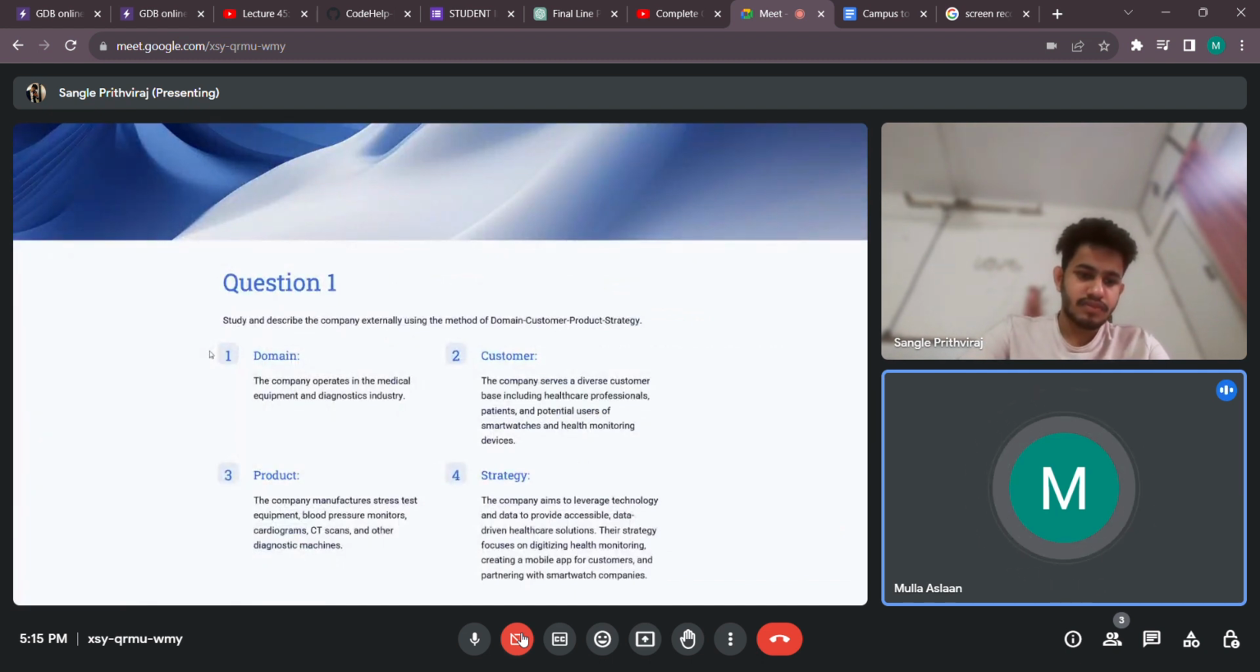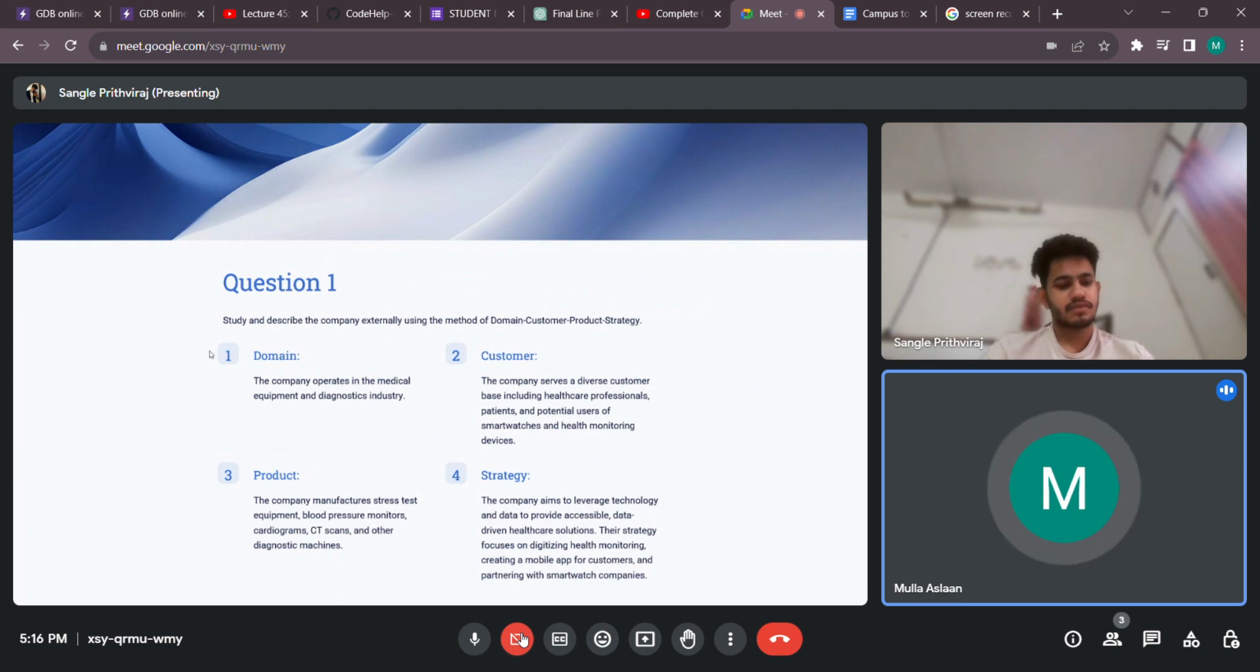Now, the first question that we study: we first describe the domain, customer, product, and strategy. So let's dive deeper into the heart of a hypothetical situation. The company examines four key dimensions that provide a comprehensive understanding: the domain, customer base, products, and strategic direction. First, in the domain aspect, our imaginary company finds its footing in the vibrant and critical medical equipment and diagnostic industry. The domain plays a pivotal role in healthcare, facilitating accurate diagnosis and treatment.